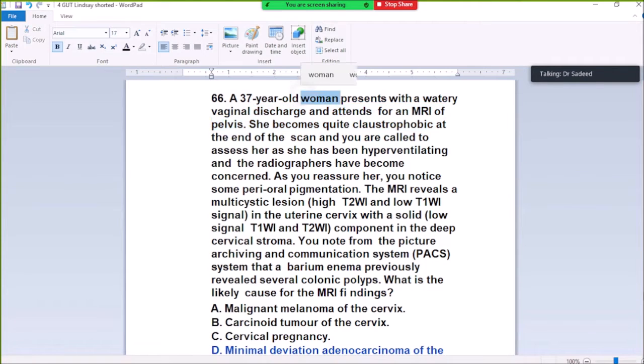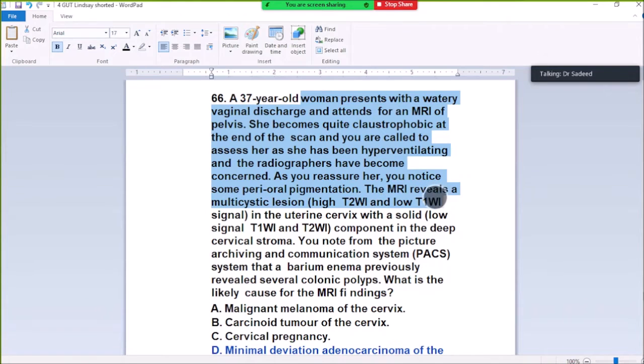Question 66. A 37-year-old woman presents with watery vaginal discharge and attends for an MRI of the pelvis. She becomes quite claustrophobic at the end of the scan, and you are called to assess her as she has been hyperventilating, and the radiologists have become concerned. As you reassure her, you notice some perioral pigmentation.